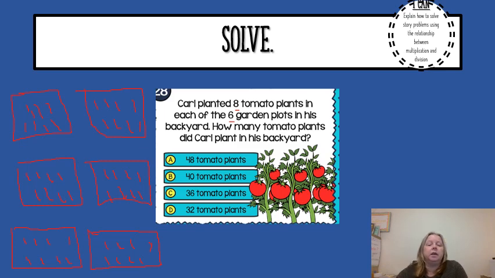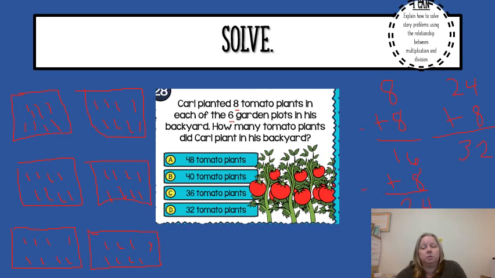Okay, now if I count them all up, remember I can also do repeated addition. I could add the number 8 6 times. And I'll bring my 24 up here so I have room. Now go back and count.